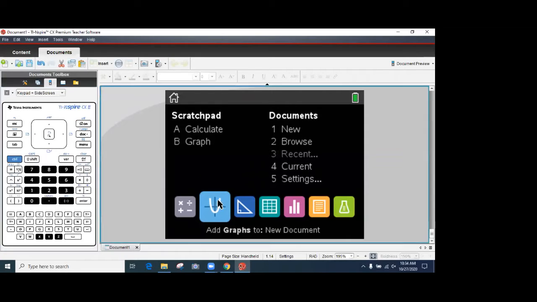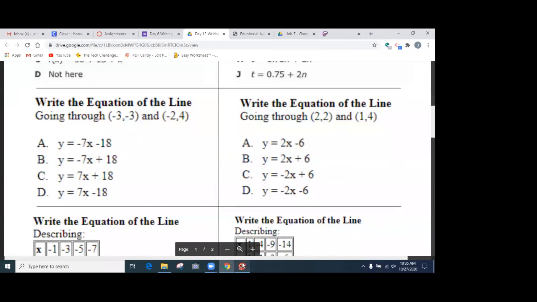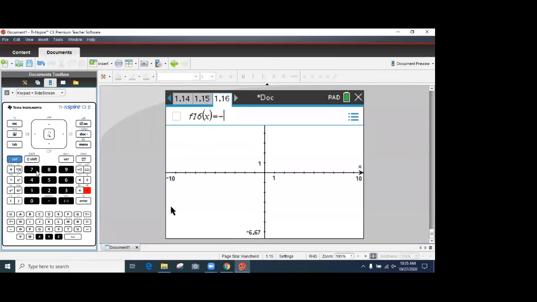All right. So we're going to type this in. Now, do we ever put y equals? No, this is y equals right here. Never put y equals. So we're going to type in -7, so -7 x -18, and hit enter. This is what we know to do right here. Then we know we hit menu 5-1.